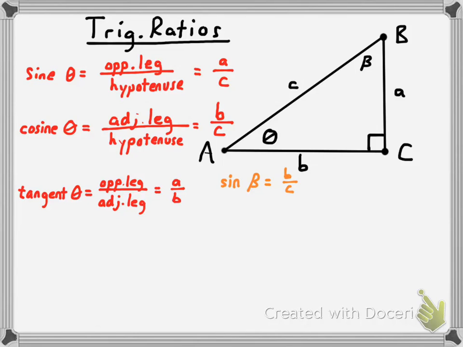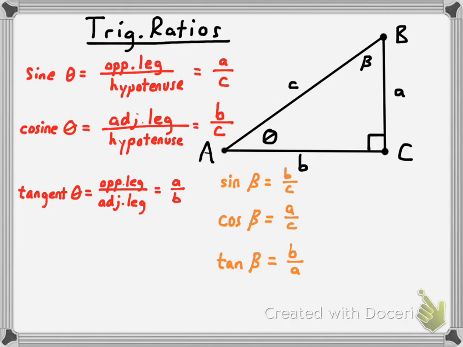Then the cosine of beta is still a ratio between the adjacent leg and the hypotenuse, but from beta, the adjacent leg is A. Hypotenuse is still C, so we'll get A over C. And the tangent of beta is a ratio between the legs still, and there's only the same two legs here. It's just they again switch orders. Opposite leg over adjacent leg is b over a if you're looking at it from angle beta instead of angle theta. All right, so that's how you make trig ratios.